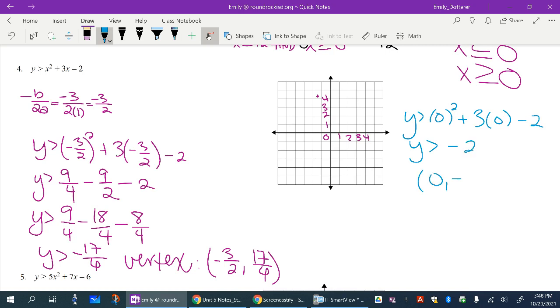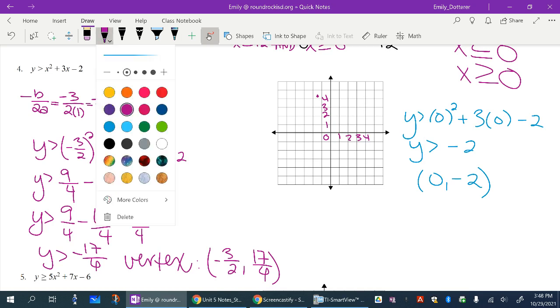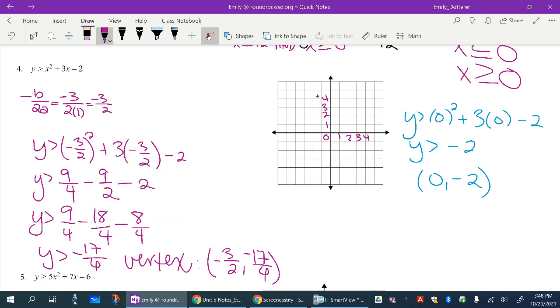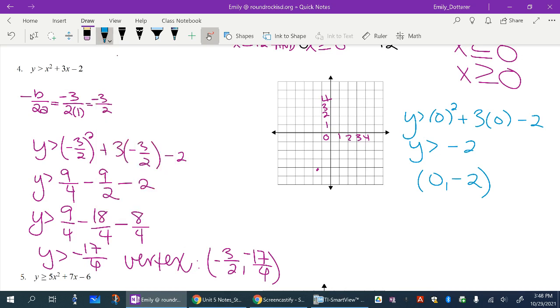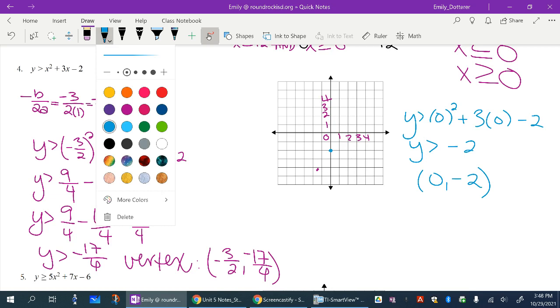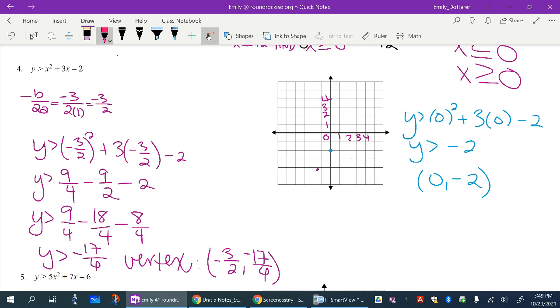So we get the point 0, negative 2. That's a negative 17 over 4. That's why that doesn't look right. There. That looks better. Okay. So 0, negative 2. And then we want to pick a point on the left.